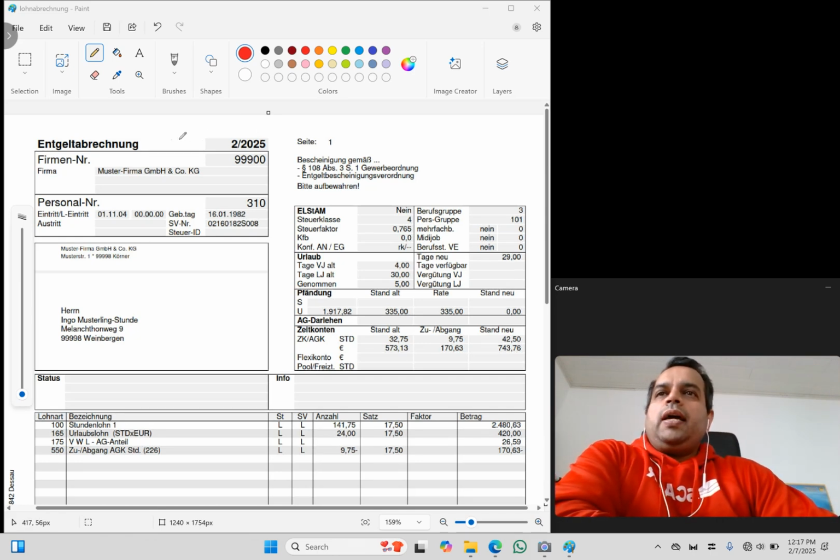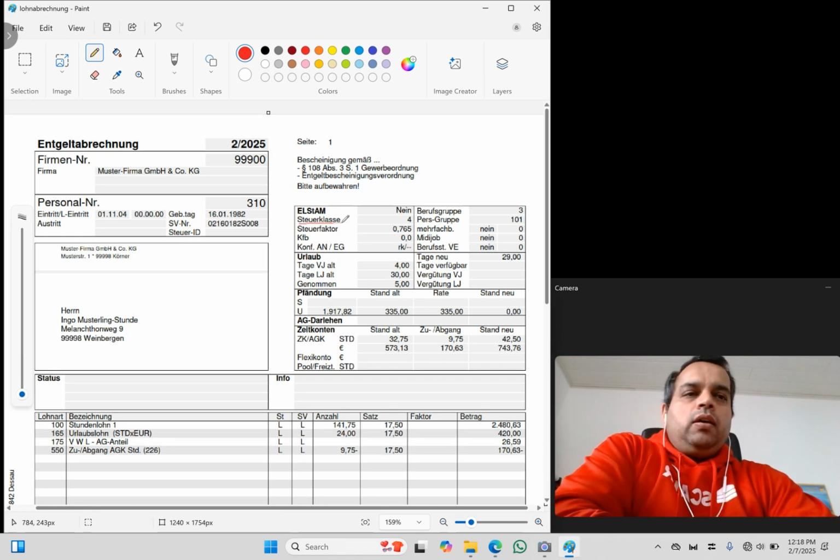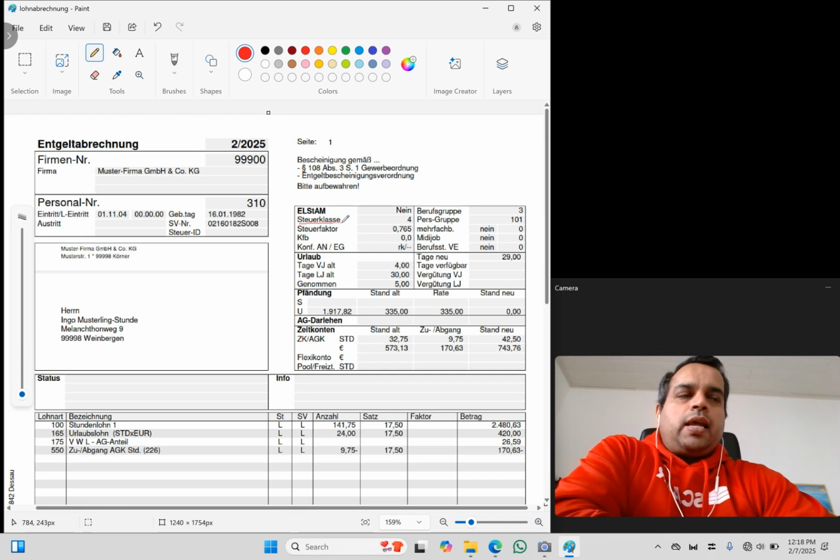What we generally have is the year and the month for which this pay slip has been issued. Then you have the company name, your personal name, also including when you started your job in the company. And on the right hand side, you have a bit more information which is important. The first one is called Steuerklasse, or the class you are in the income tax system or the income tax slab. Generally, Germany has 1 to 7 income tax slabs or classes.